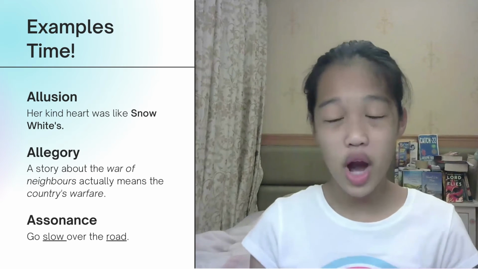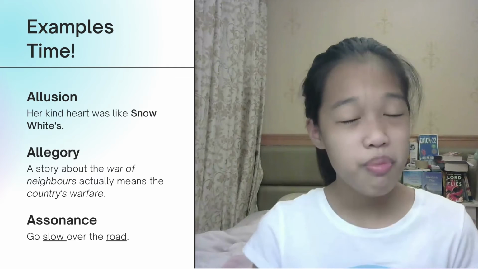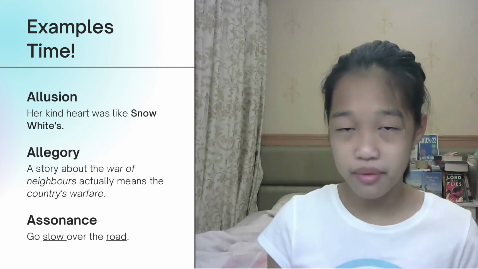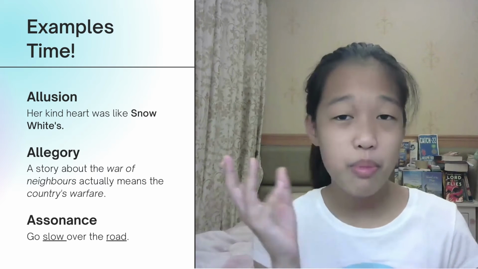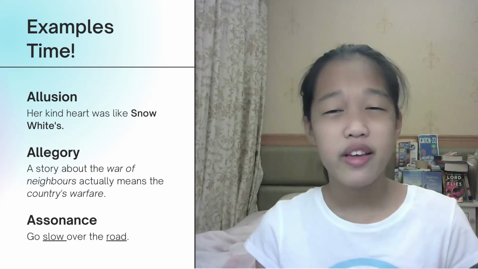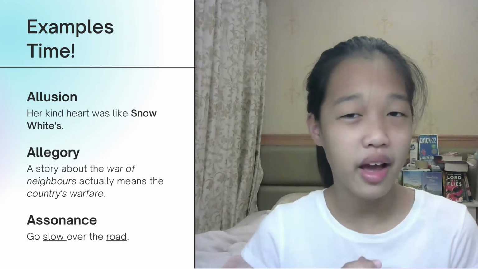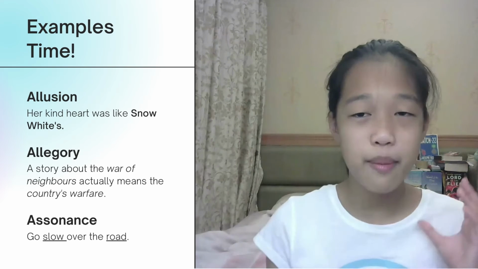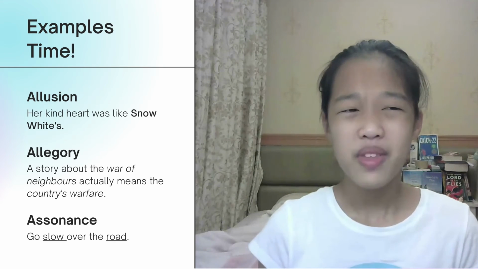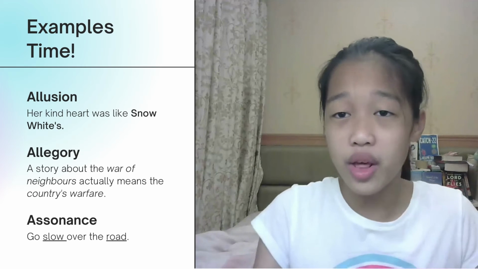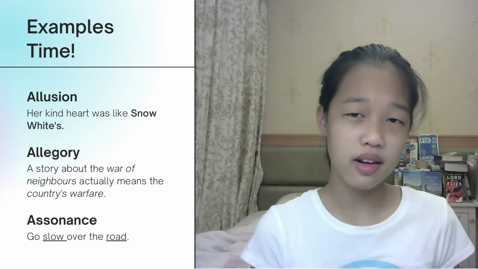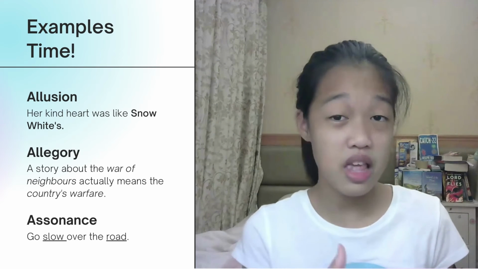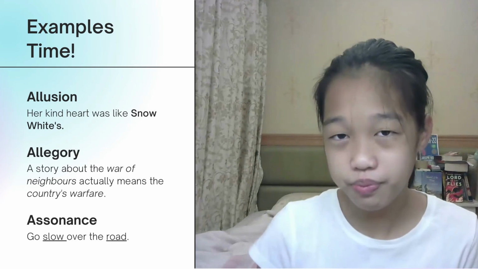Now time for allegory. Here's a bit difficult, a bit advanced. Don't worry if you don't understand. A war between neighbors throwing rocks at each other is actually depicting the country's warfare. So imagine 2 neighbors on the other side of the road, and they're just throwing rocks at each other, fighting over something. But as I said before, the definition of allegory is something that's deeper than what it actually is.